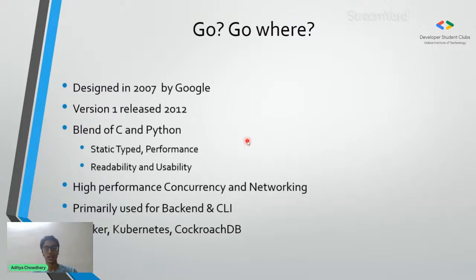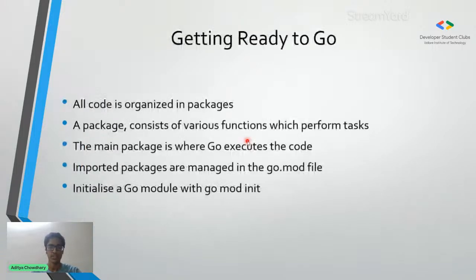It's also as performant as C, and it integrates the readability and usability of Python alongside it. One of the best features of Go is also high performance concurrency, which we'll be looking at later in the session, and networking, which is backend applications. Many applications commonly used in development, such as Docker and Kubernetes, are all developed in Golang as well. So it's a very popular language. It's very common, and it's very versatile as well.